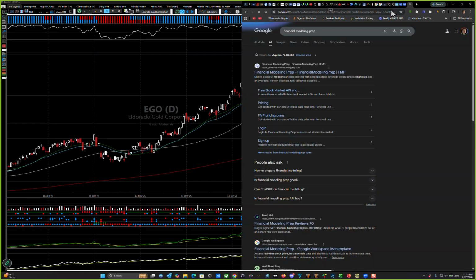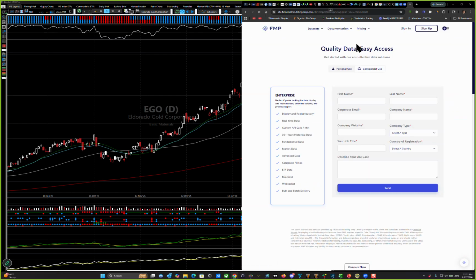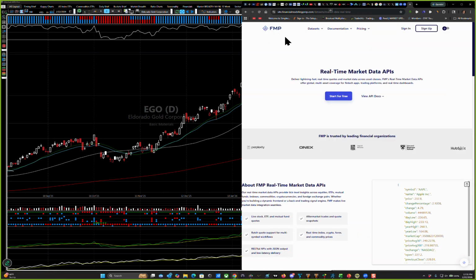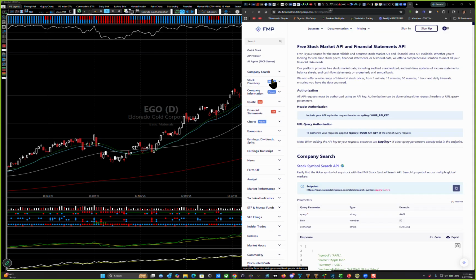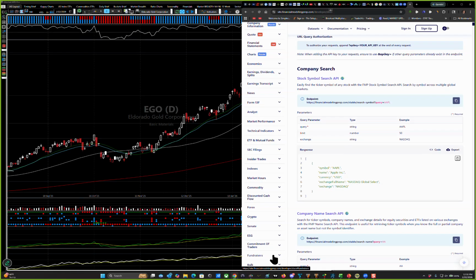Go to Financial Modeling Prep. You can look at pricing, and they probably don't tell you commercial use is much more expensive than individual. But you can look at what data they have, and if they have the data, then we can ultimately put it in the program. And here is the API documentation, which goes over all the different data sets they have.